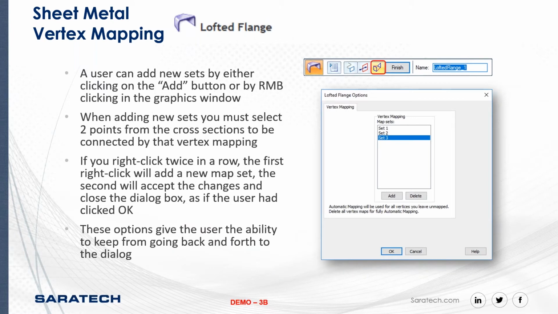Next we get into the vertex mapping, where a user can add new sets by clicking on the add button or the right mouse button in the graphic window. When adding new sets, you must select 2 points from the cross sections to be connected by the vertex mapping. If you right click twice in a row, the first right click will add a new set, and the second will accept the changes and close the dialog box. What I'll do is show you a little video on this so it's a little easier to spell out.